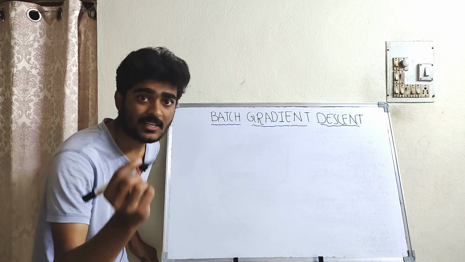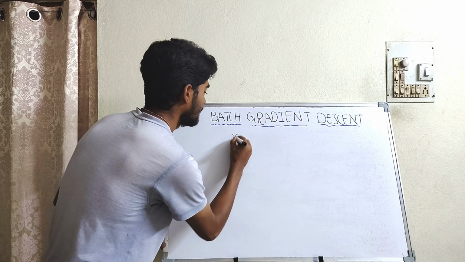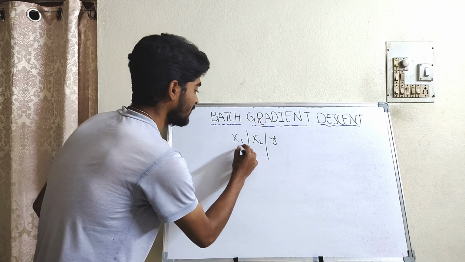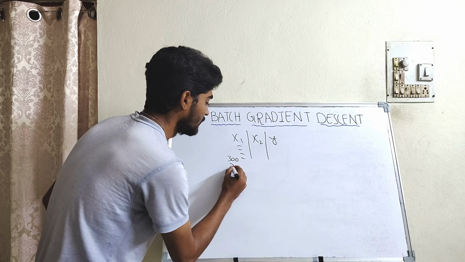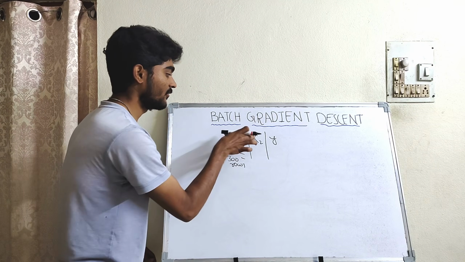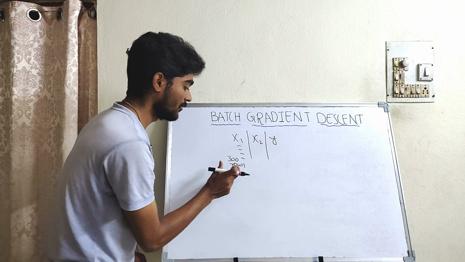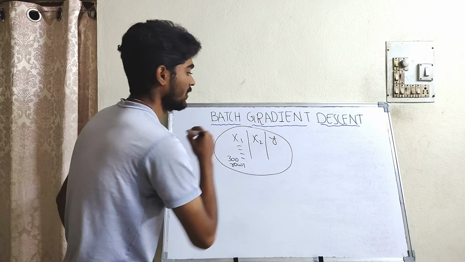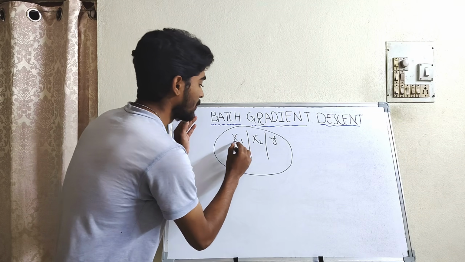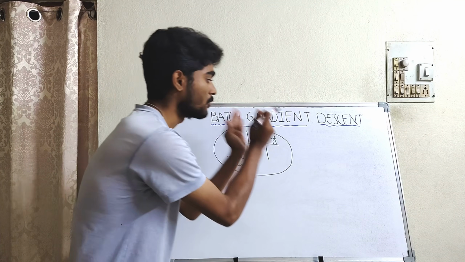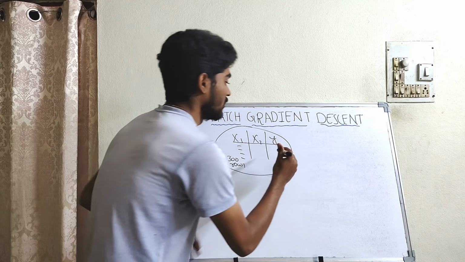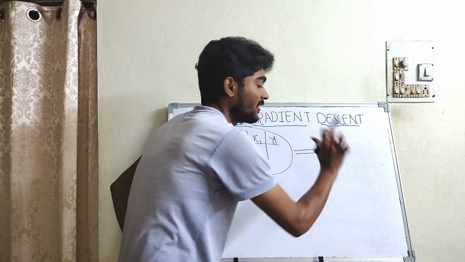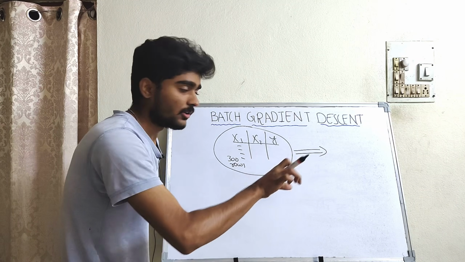To understand that, let us take a sample dataset which has two features and one output variable. Let us say we have 300 rows of data. We have two features, one output variable, and 300 rows of data. This is our sample dataset. This sample dataset is given as input to our model, and forward propagation is applied in our model.